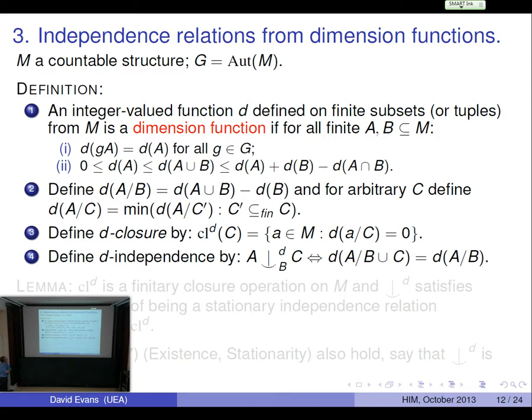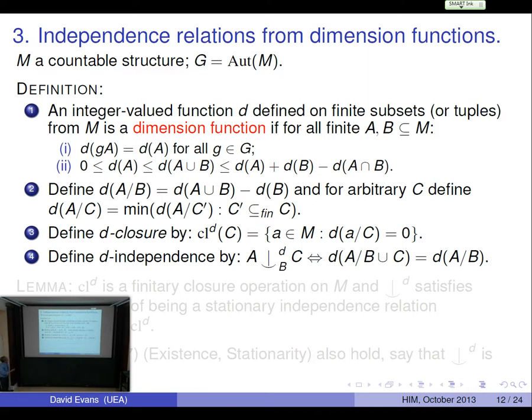Okay, so once you've got that, you could then define the D-closure of a subset C to be those things in M whose dimension over C is 0. This is what you do in a vector space. You have a notion of dimension for a subset, and the closure of a subset is those things which have dimension 0 over the set. And you can define D-independence by saying that A is D-independent from C over B if the dimension of A over B together with C is the same as the dimension of A over B.